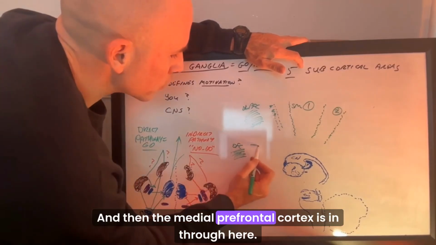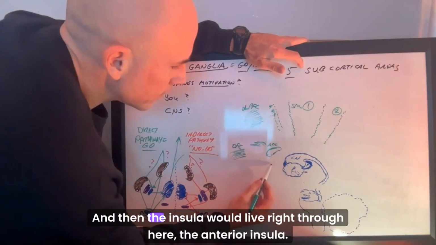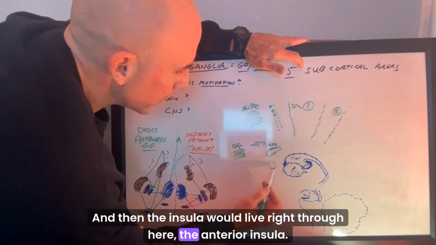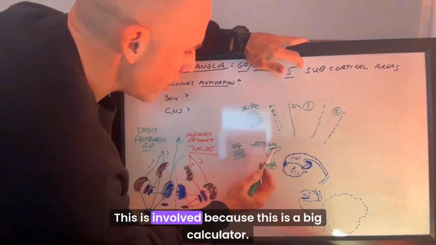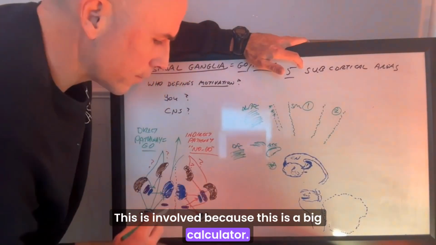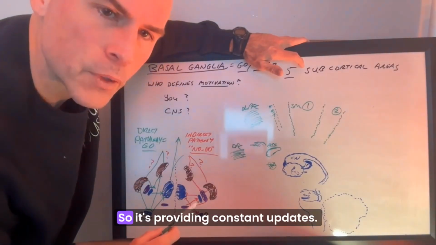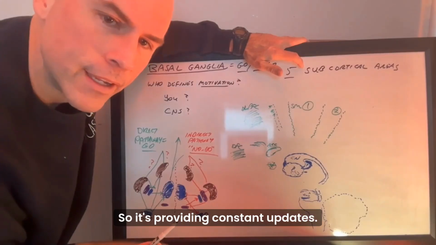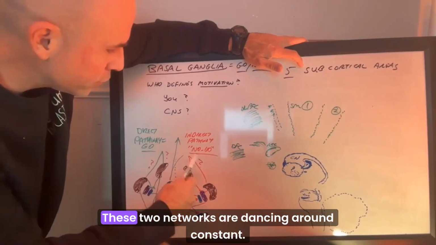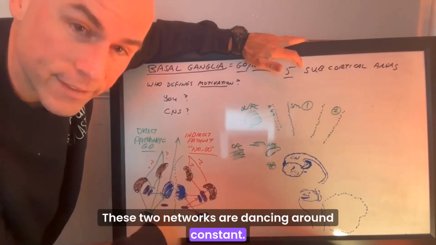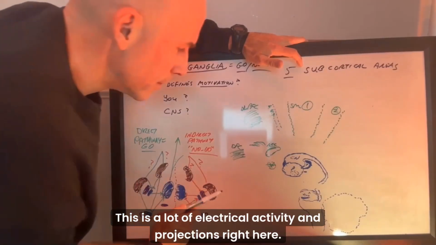And then the medial prefrontal cortex is in through here. Remember, the ACC is here. And then the insula would live right through here, the anterior insula. Not involved, though. This is involved, because this is a big calculator. This is conflict monitoring and evaluating risk and reward. So it's providing constant updates. This isn't just a one-time thing and you're done. This is constant. These two networks are dancing around constantly. There is a lot of electrical activity and projections right here.